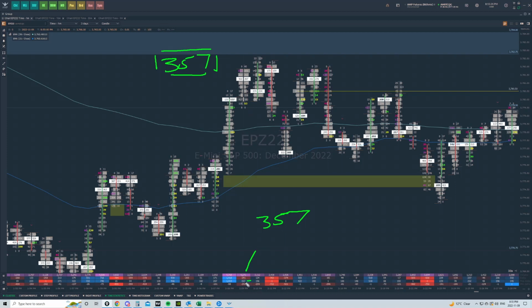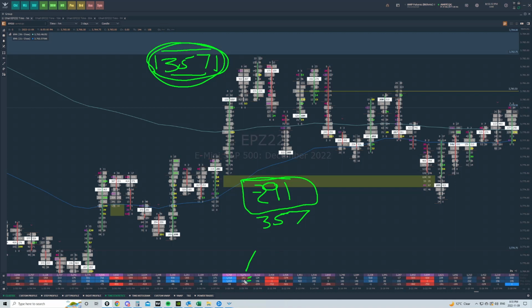We went from 357 contracts and we closed the delta at minus 291. That's a rotation of over 600 contracts, right? From buyers being aggressively in control by 357 contracts to the sellers being in control by minus 291 contracts. So they've rotated the delta about 640 contracts the other way.